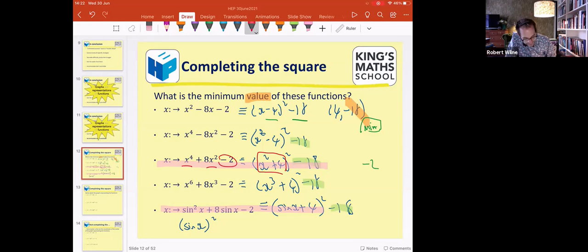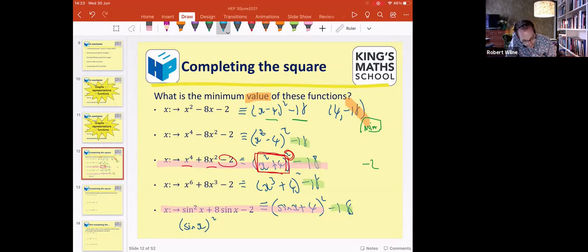I was thinking that x squared plus 4, what I put there in a red box, the least that expression can take is 0. Sorry, the least x squared can take is 0, so the least that the bracket can take is 4. So 4 squared is 16, and 16 take away 18 is -2. Yes, thank you, Akib. The minimum of x squared is 0, 0 plus 4 is 4, and 4 squared is 16, take away 18 is -2.